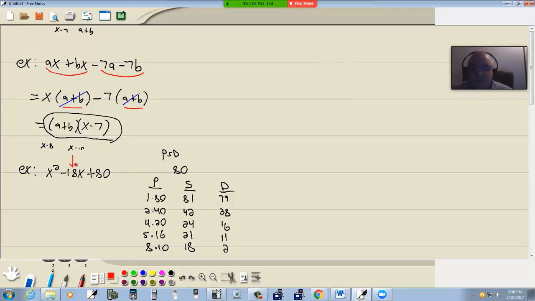Now the number we're looking for is always the number in the middle term. So we're looking for 18. 18 is in the S column right here, which means we're going to use 8 and 10.